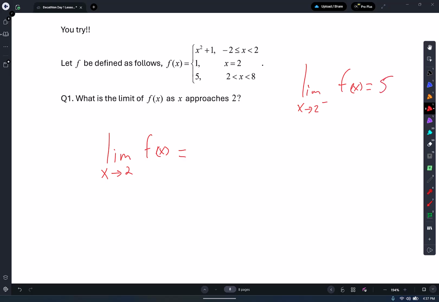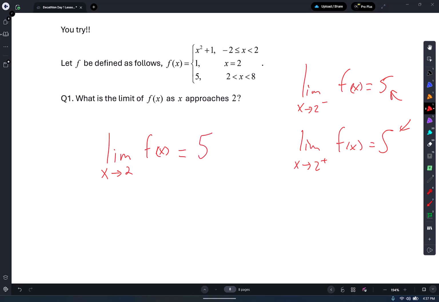So it's 5. Now I'm going to take the limit as x approaches 2 from the right of this function. If I approach 2 from the right, then I have to use the bottom one. And if I approach 2 from the right, look what it is. It's always 5. Be careful, the 2 is where you're defined. We'll talk about that right now. So if I approach 2 from the left and 2 from the right, I get 5 on both sides. So this limit is just going to equal 5.